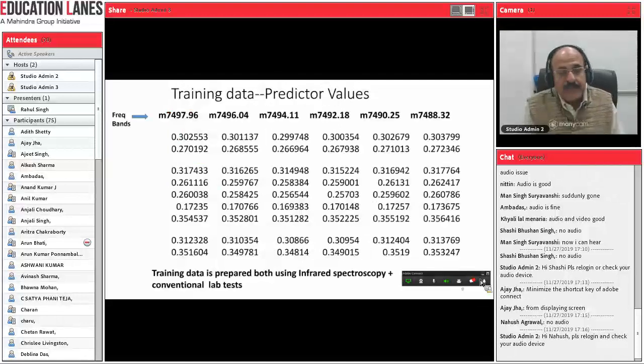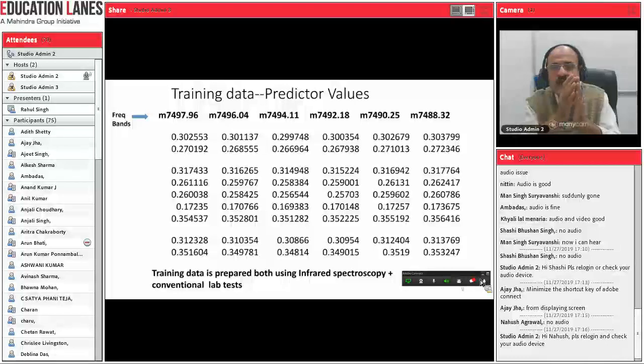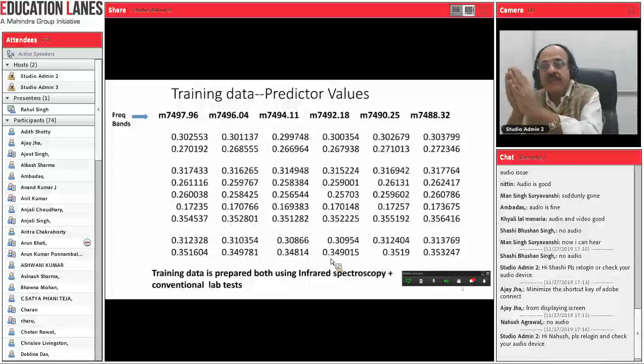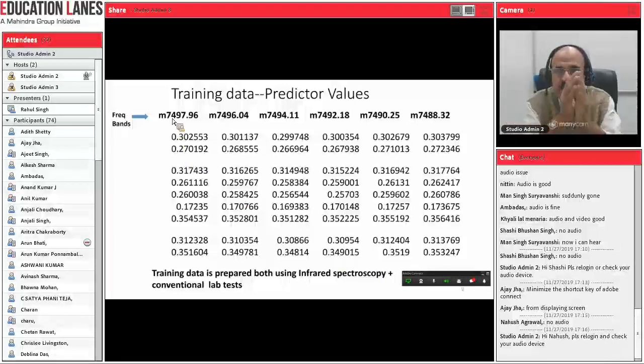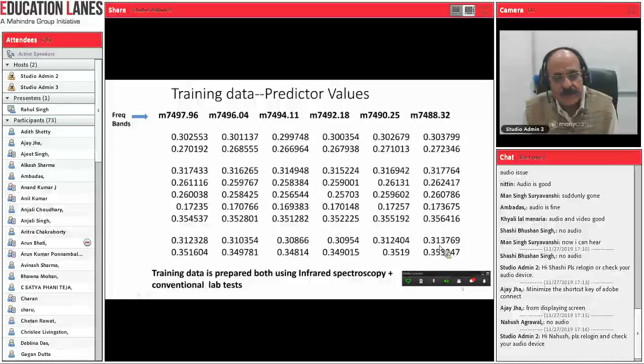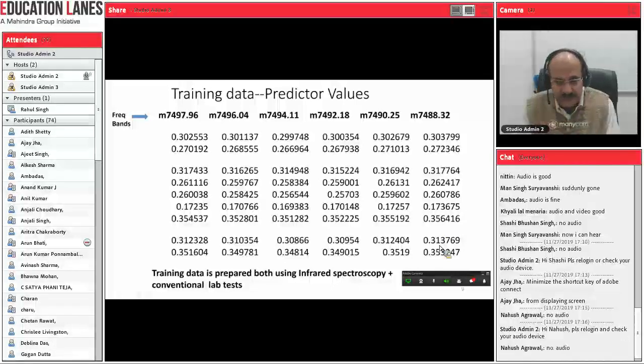So the satellite analyzed how much the absorption was across various frequency bands. There were 4,000 frequency bands, named arbitrarily like this, M7497. These are the various frequency bands, and there are 4,000 of them. And there is the absorption: 30%, 27%, 25%, 17%, like this, across the frequency bands.